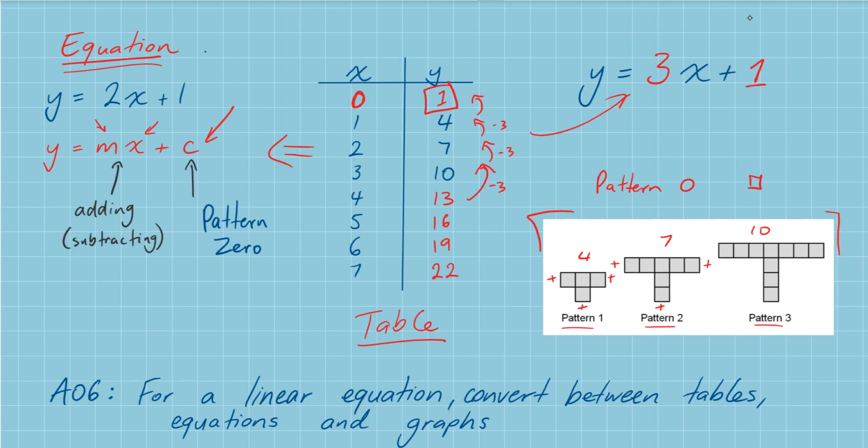So this is our formula here. Remember, the 3x comes from the fact that it's going up by 3 as you move down. And the 1 comes from that pattern 0, that when x is 0, y equals 1.